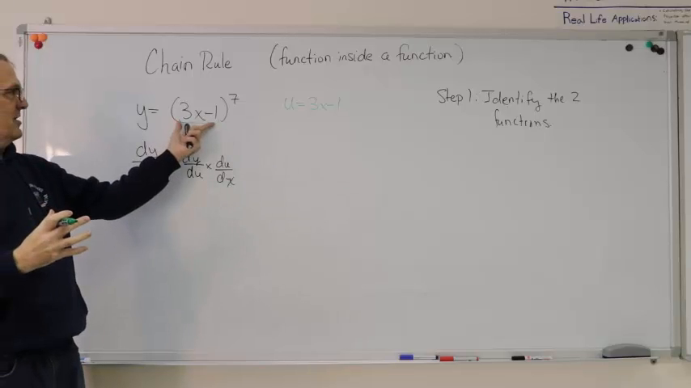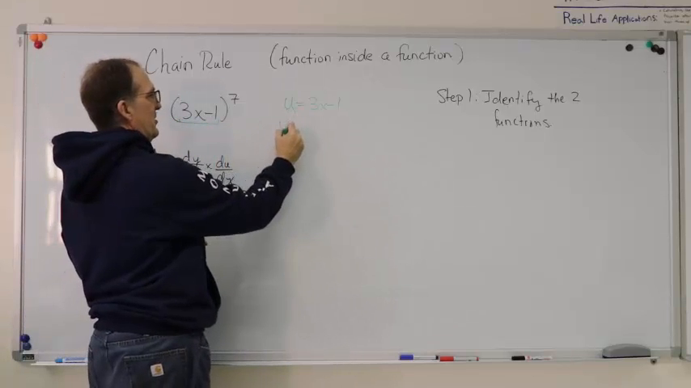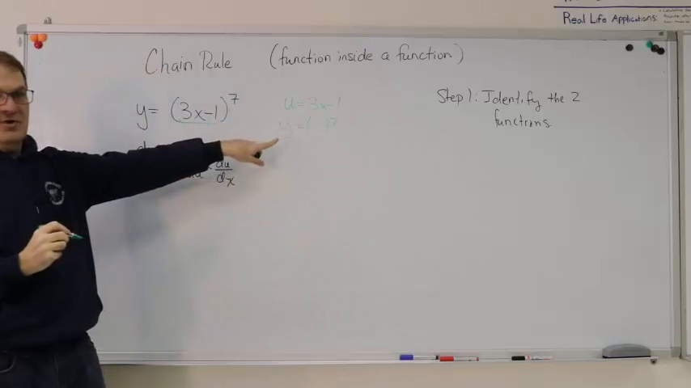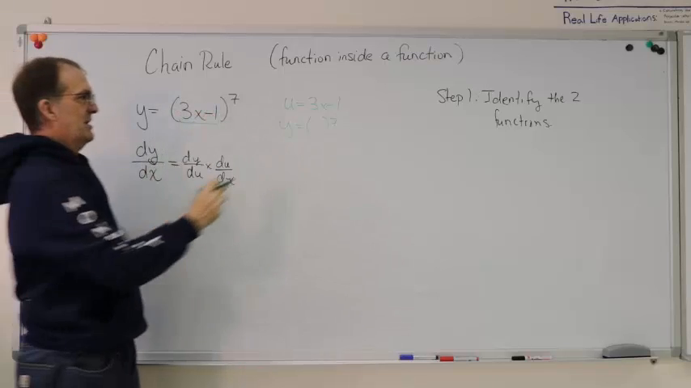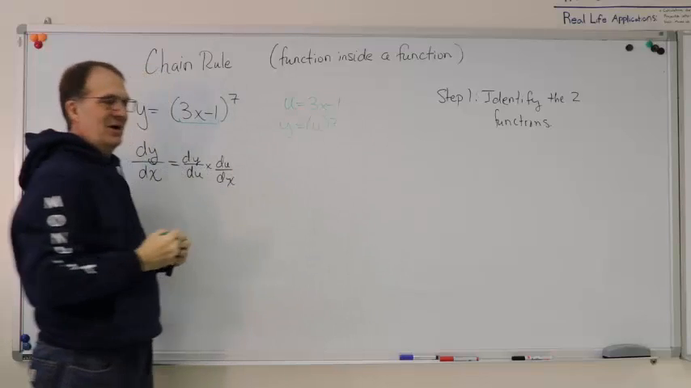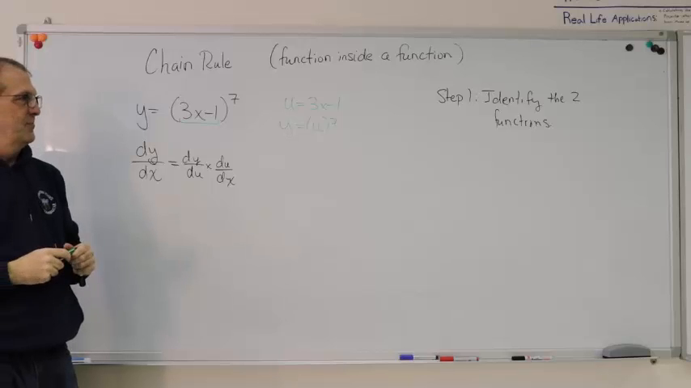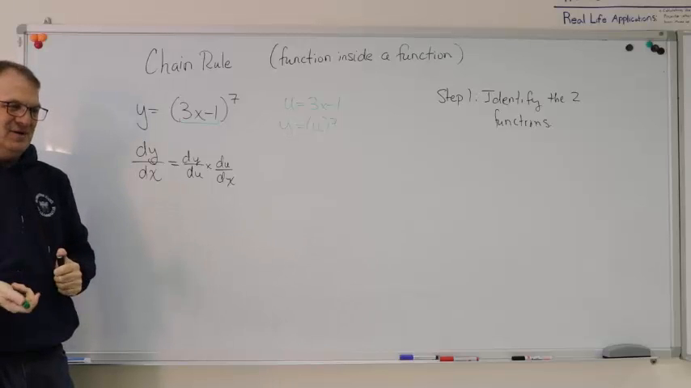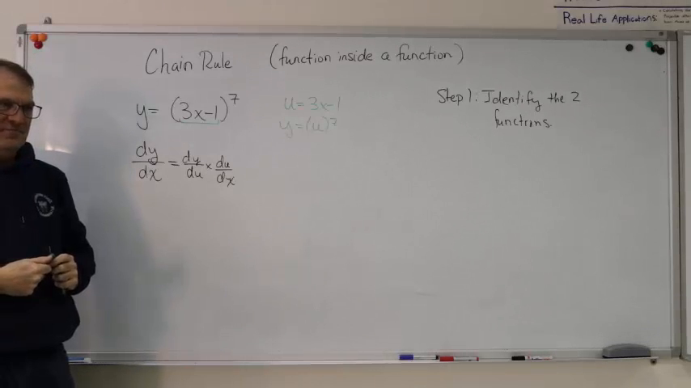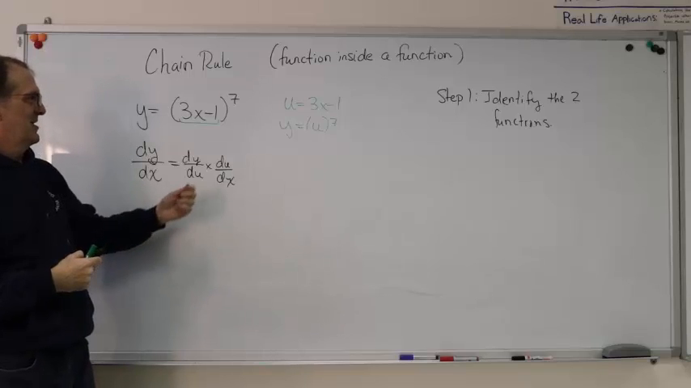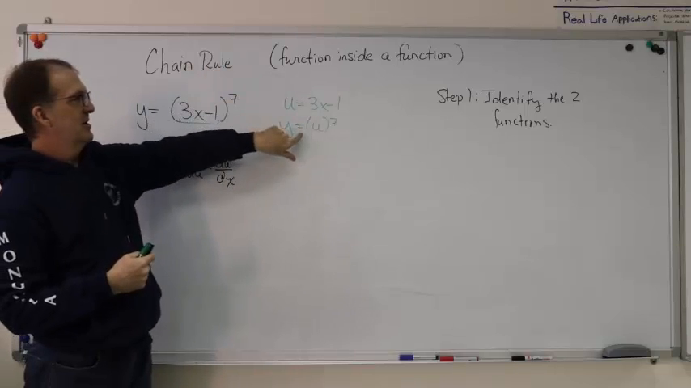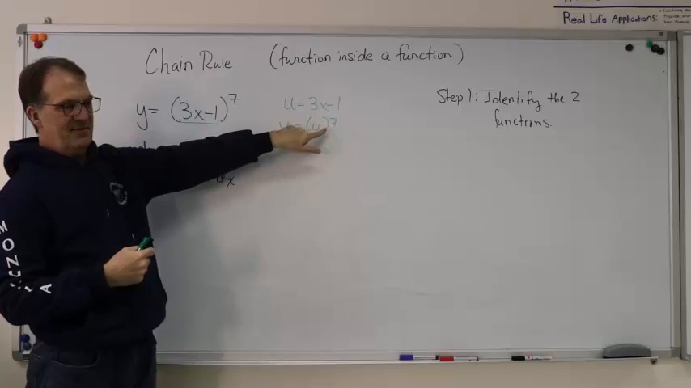I put 3x minus 1 inside the function y equals the bracket to the 7th power. Well, what's inside the bracket? I'm not going to write 3x minus 1, I'm going to write u. Now let me pause there. Any questions about what I'm thinking? Okay, silence, I'll take as no questions. So I have this function, 3x minus 1, inside the function of something to the 7th power.